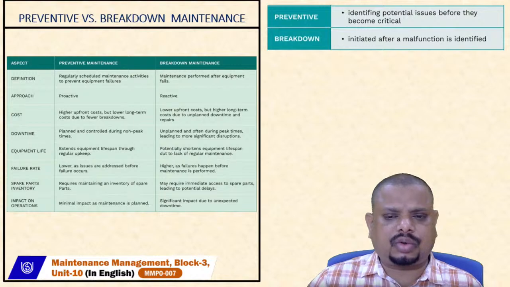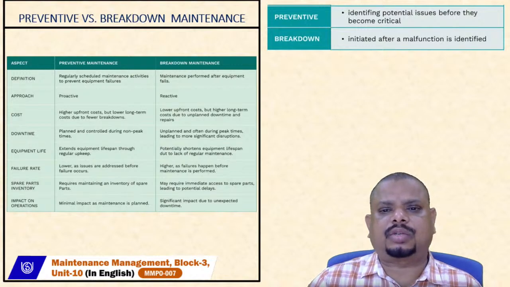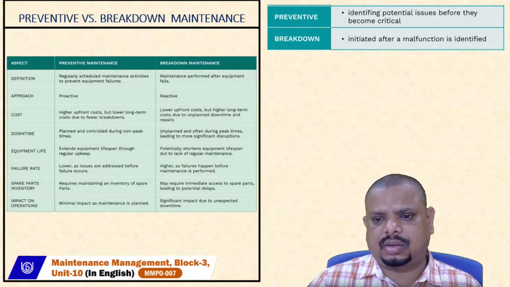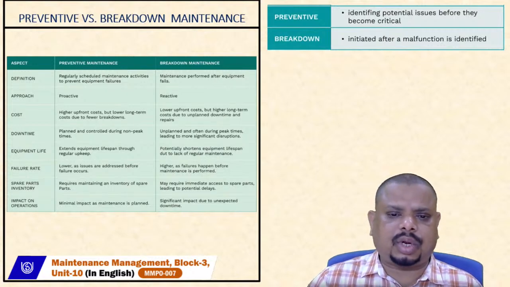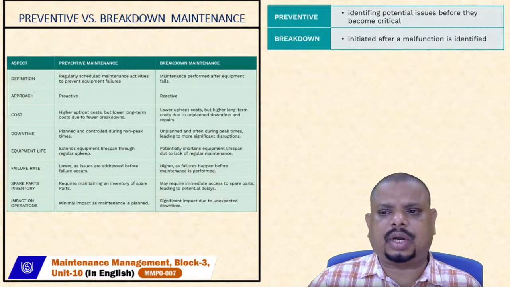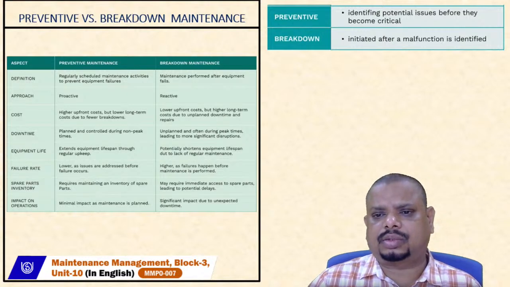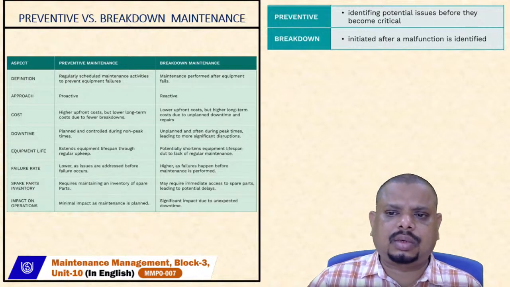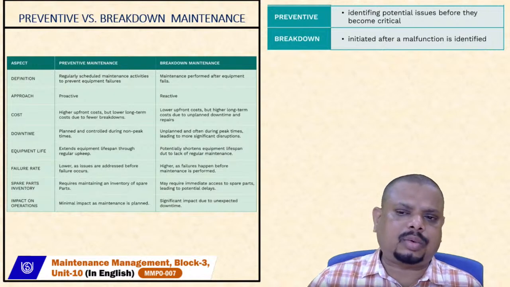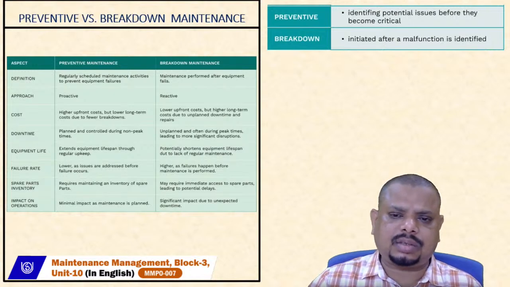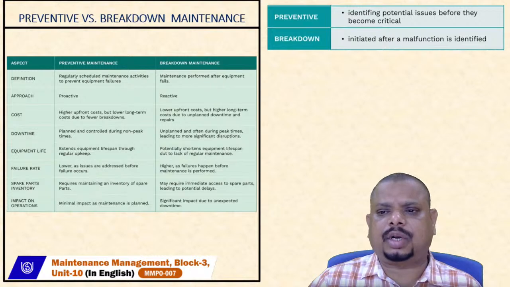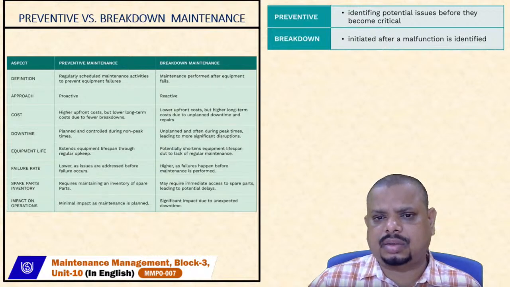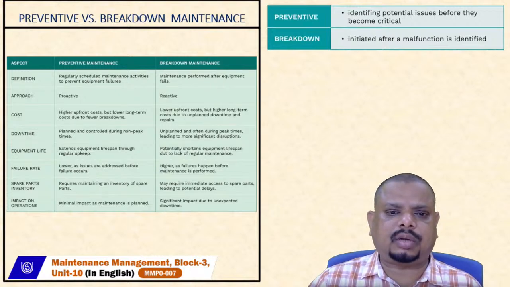Moving to the next one, the fundamental concept of breakdown maintenance is that it is initiated after the malfunction is identified. So breakdown means if you run your bicycle for a certain period and during the ride, suddenly the engine stops. Then an inspection should be done to identify the type of breakdown or malfunction. Then after that you have to implement the repair.